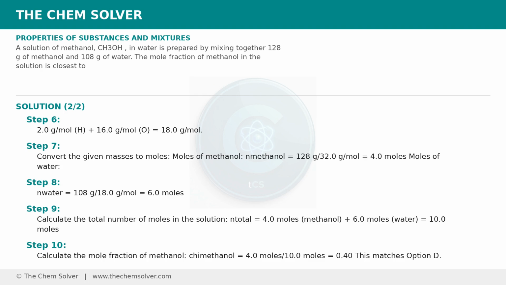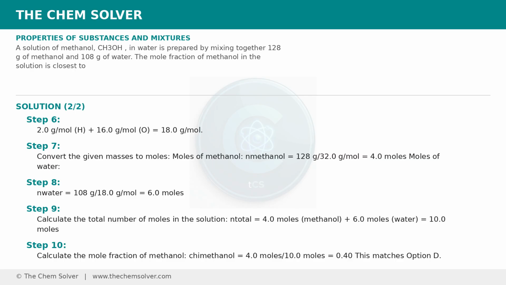Convert the given masses to moles. Moles of methanol: n methanol equals 128 grams over 32.0 grams per mole, equals 4.0 moles. Moles of water: n water equals 108 grams over 18.0 grams per mole, equals 6.0 moles.